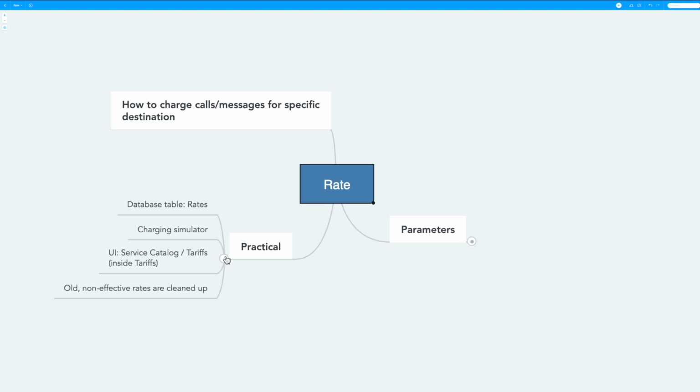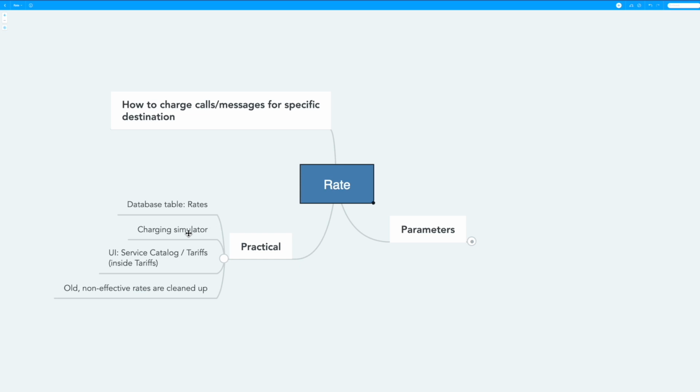Now let's have a look at some practical aspects. We can find rates in the database with the same name. To check configurations and catch possible charging errors before they appear in the customer's invoice, we can use Charging Simulator.